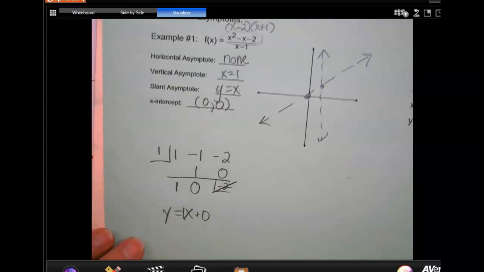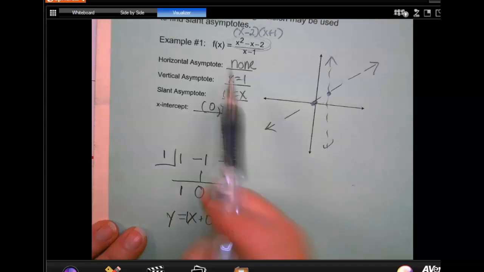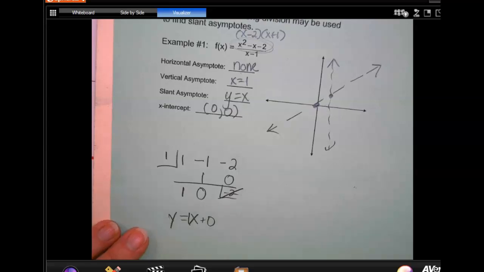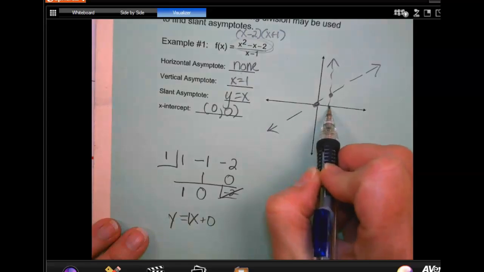So, what do I not have? I don't have a horizontal. If you have a slant, you cannot have a horizontal. You have to have one or the other, but you can't have both. I don't have any points, so I don't know where my branches are. So this is 1, correct?